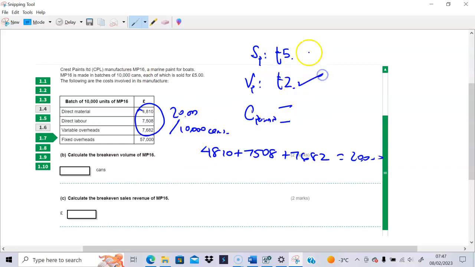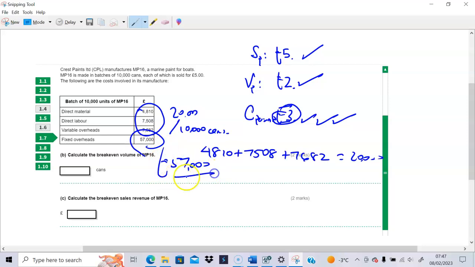Now that you know what the variable cost per can is and you know what you're selling it for, you're making £3 on every can. And your fixed overhead is 57,000. So you're thinking, well, how many of these cans am I going to have to sell that will help me contribute to reaching the goal of 57,000? And that must be 57,000 divided by 3, which is, if you're looking for a formula, the fixed cost divided by the contribution per unit, which is the selling price per unit minus the variable cost per unit, right?